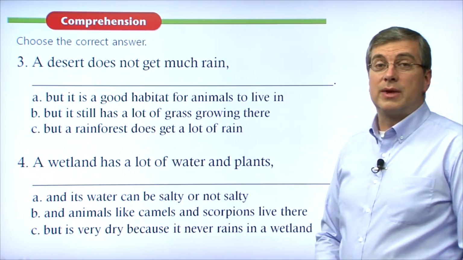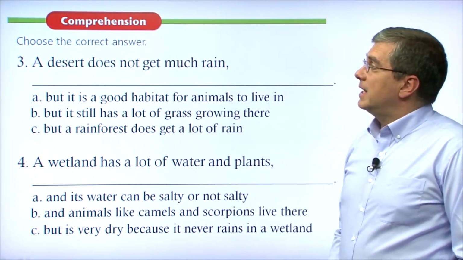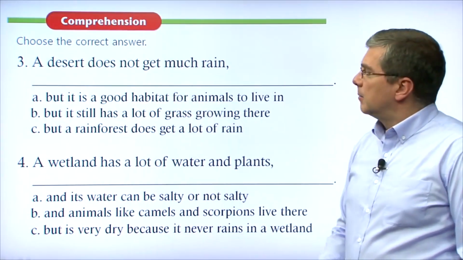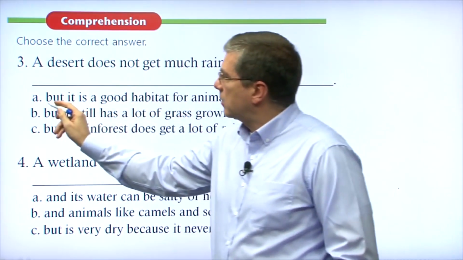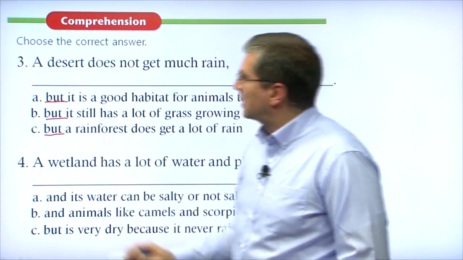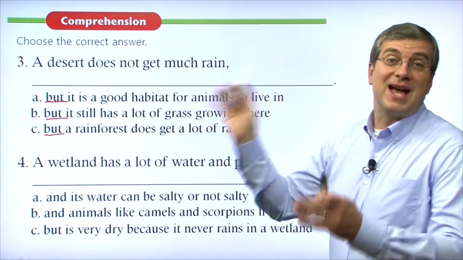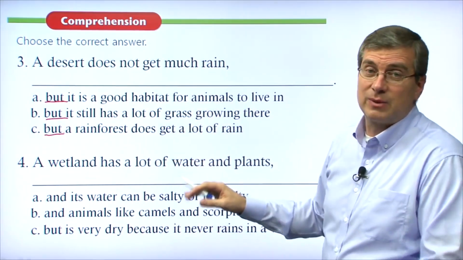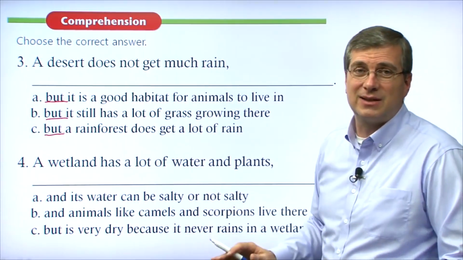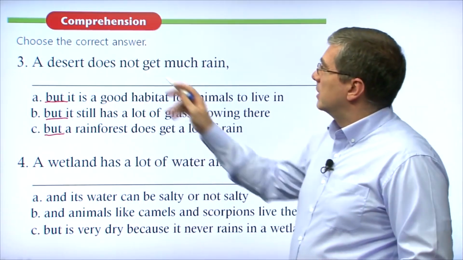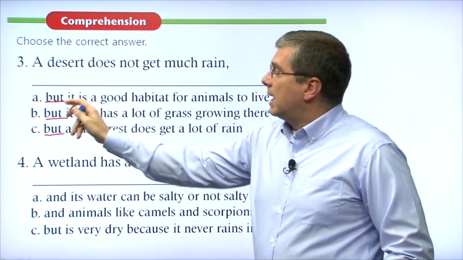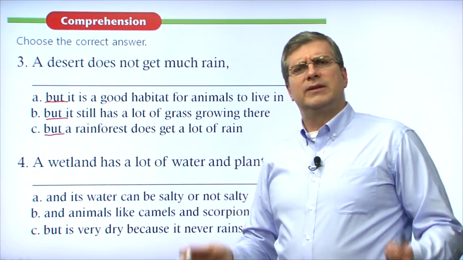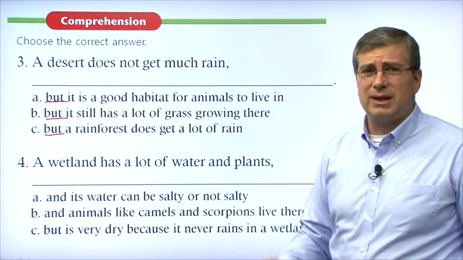Okay, continuing on with number 3 and number 4. 3, we see a desert does not get much rain, and we have to finish this sentence. But look at this. We have A, B, and C, and they all start with but. Okay? So a desert does not get much rain. That's true. Then we're looking for something opposite that is also true or that makes sense. We're going to get rid of the ones that don't make sense or are a little silly, right? So a desert does not get much rain, A, but it is a good habitat for animals to live in. Is that true? Is a desert a good place for animals to live in?